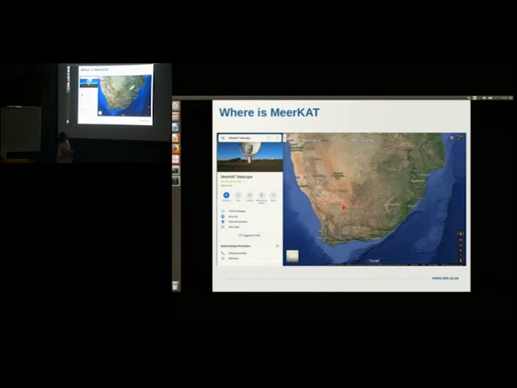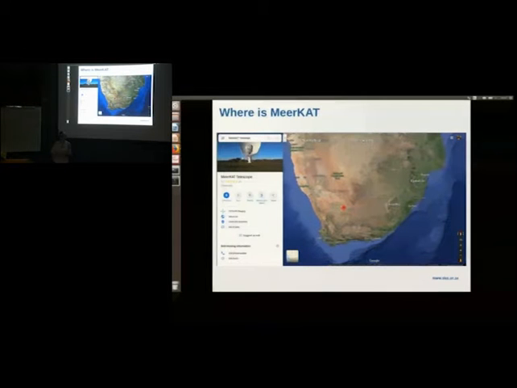Then up in Johannesburg, which is close to Pretoria, we have the Hartebeesthoek Radio Telescope, which was built way back in the 60s by NASA, and it was used as a communication downlink station for the Apollo 11 mission. The Hartebeesthoek Radio Telescope also now forms part of the South African Radio Astronomy Observatory, and there are offices in Johannesburg as well.